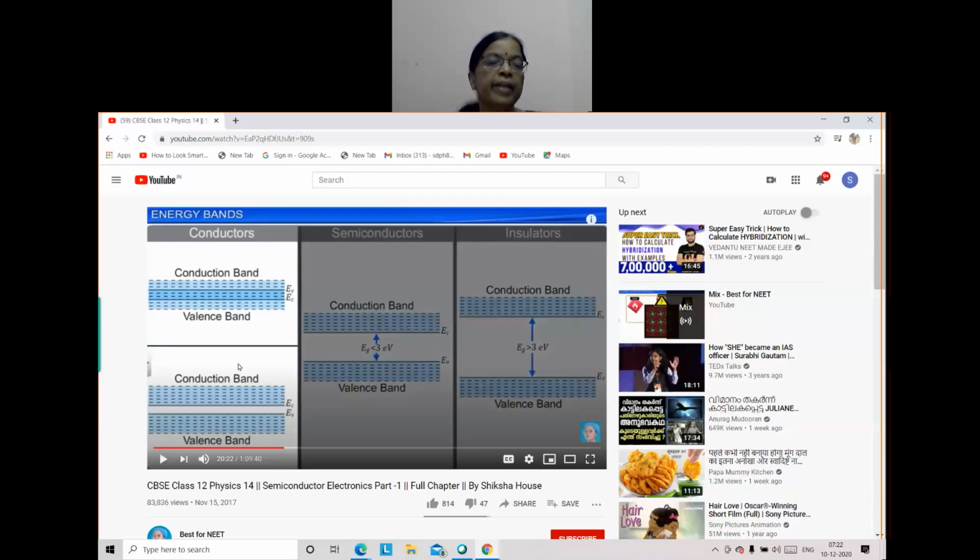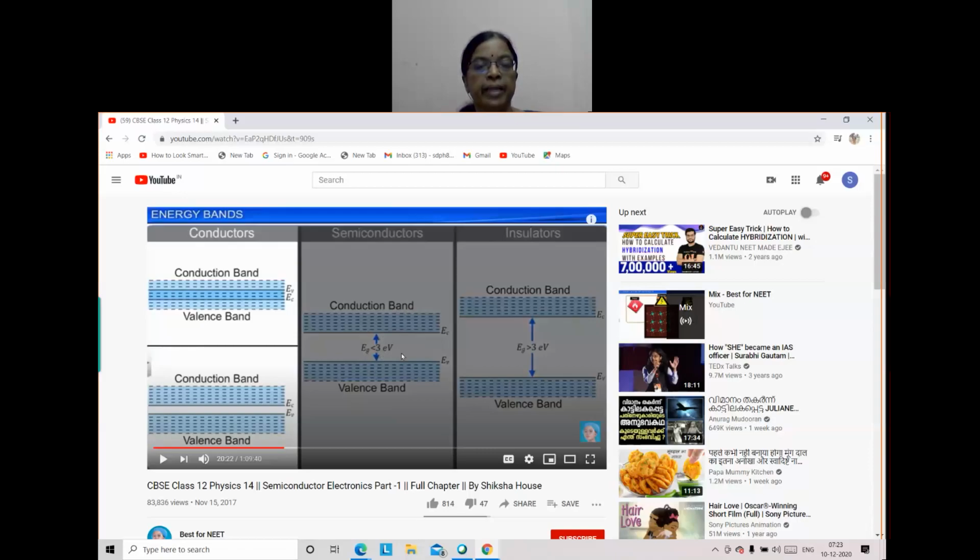Otherwise, there is either an overlap or a very small gap between the conduction band and valence band. Even at room temperature, electrons will be available in the conduction band. That is the case of conductors, for example, metals. Then semiconductors, you see, the gap is less than 3 electron volt. These values are important. 1.1 eV, I told you now, 1.1 eV.